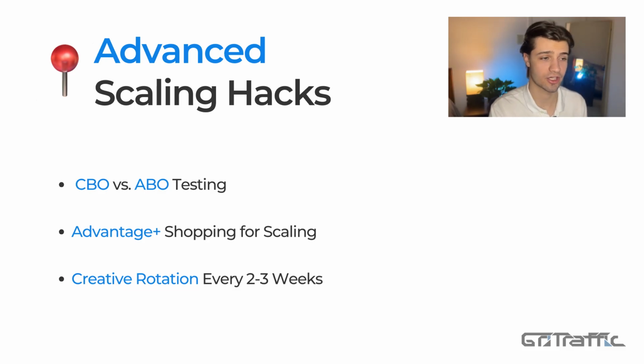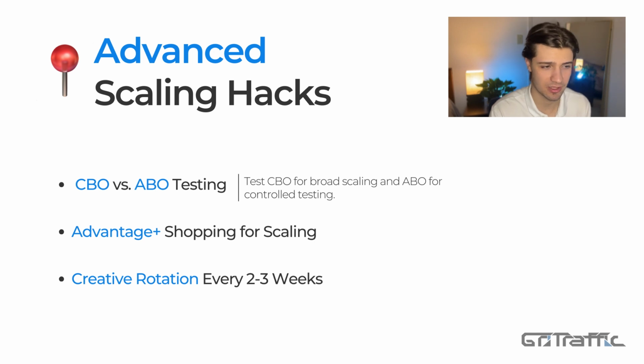And in this section, I'll share the 3 advanced scaling hacks that will help you maximize your ad performance and scale profitability. The first hack is knowing when to use your CBO, which is campaign budget optimization, versus ABO in your campaigns, which is ad set budget. ABO gives you more control over testing. You set the budget for each ad set individually, which is great for isolating winners before scaling. CBO allows Facebook to distribute your budget automatically across ad sets based on performance. So this works best when you already have tested audiences and creatives and want to scale more effectively.